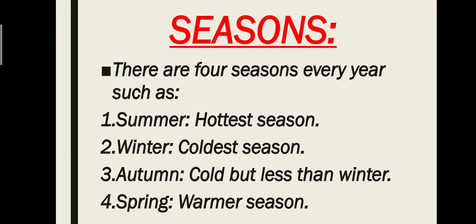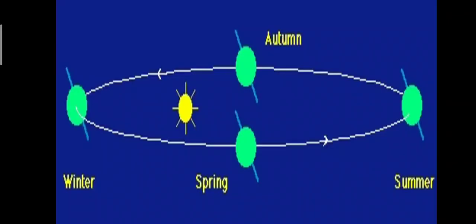Not that much hot or not that much cold. It is in the middle. That is why it is called the warmer season. So these are the overall 4 seasons which we have every year. Now, moving on towards the diagram of a season, as you can see that one time it is summer, then autumn, winter, spring. So these are the overall 4 seasons around the sun.